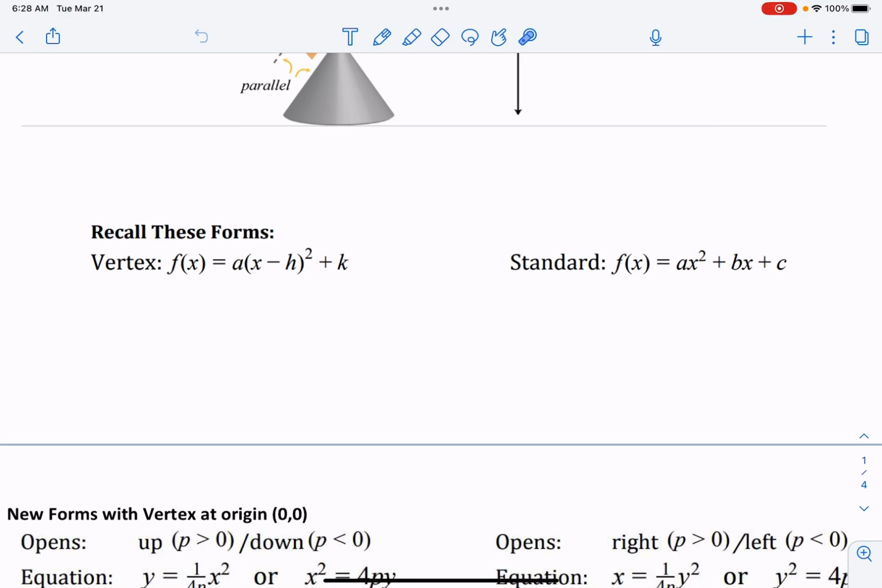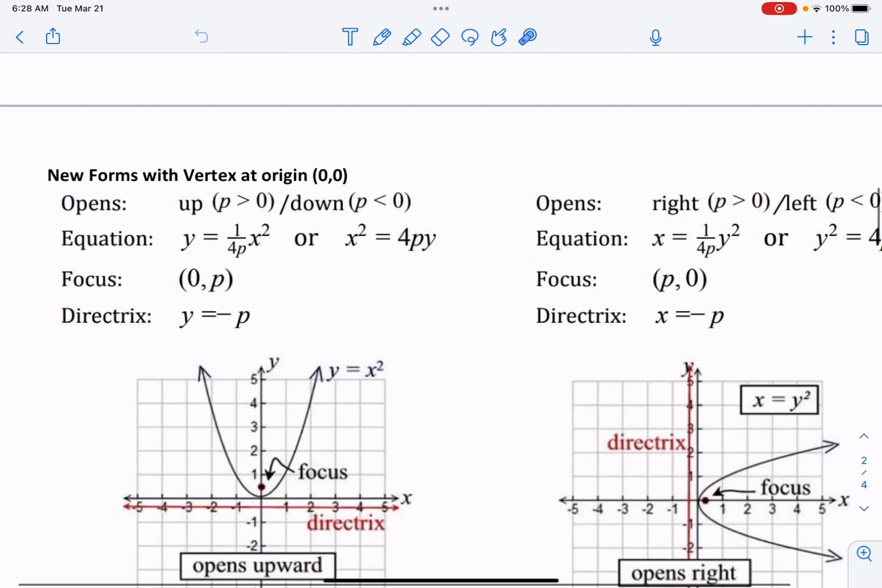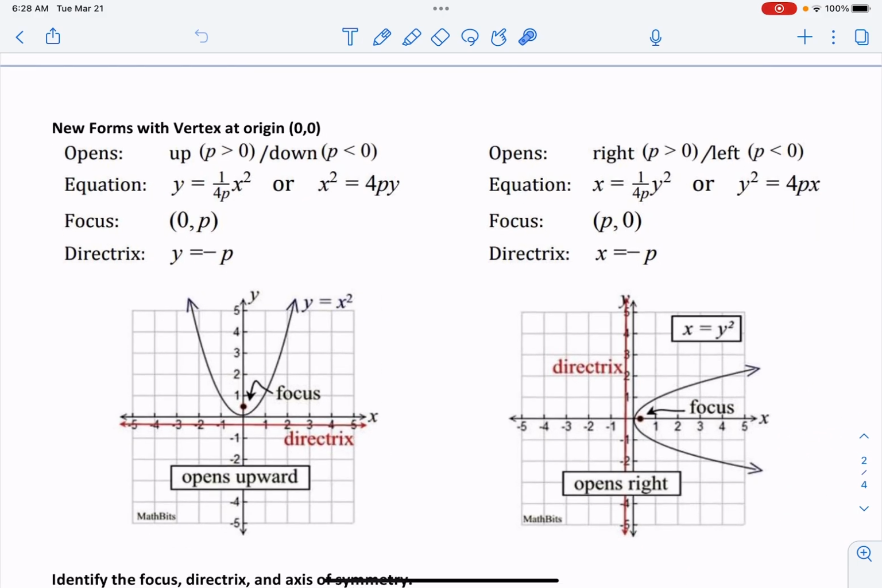So remember that when we're talking about parabolas in the quadratic function, this is the vertex form where h and k were the vertex, and this was the standard form. Now what we're going to do is look at the new form. And again, we're only doing it at the origin, when the vertex is at the origin at 0, 0. So if you have the equation x squared is equal to 4py, notice that the x is squared here. That is just like what we did before.